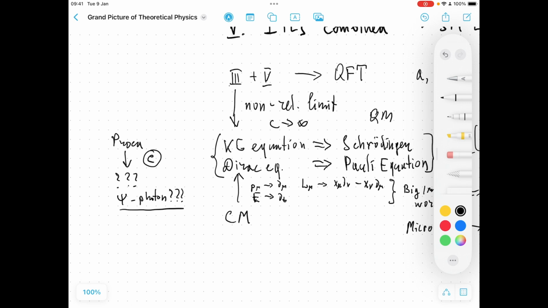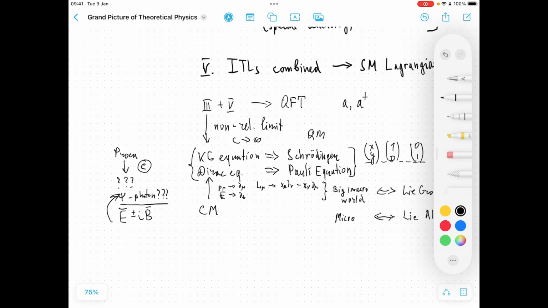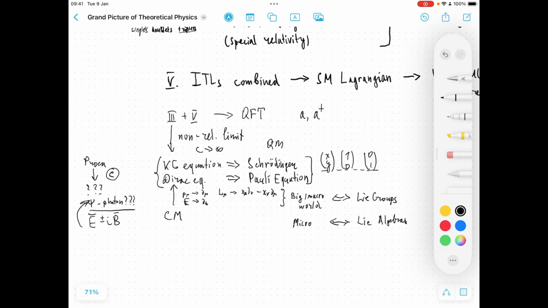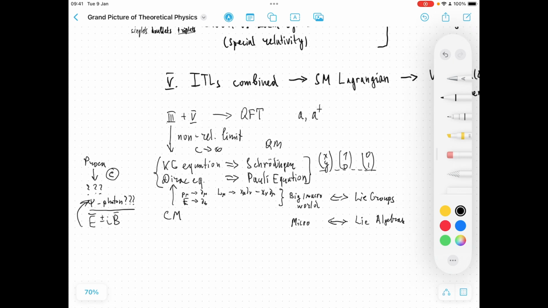I have seen the Riemann-Silberstein vectors being used, the exact complex combination of electric and magnetic fields, to describe the photon wave functions actually. But I do not know really much about that stuff.